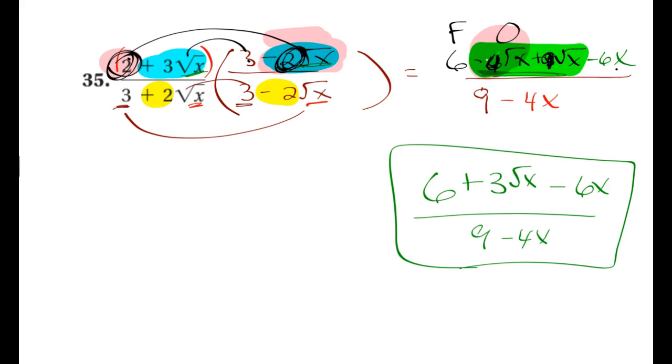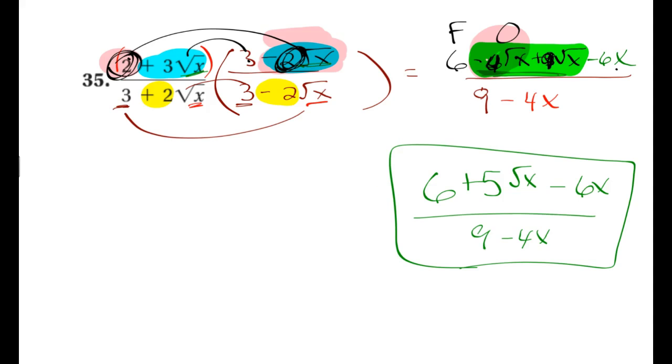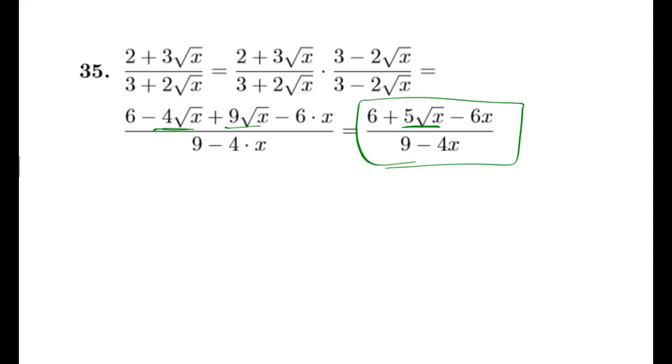And negative 4 and 9 is going to change this to a 5. So 6 plus 5 square roots of x looks a little bit better. Minus 6 square roots of x all over 9 minus 4. Good. Here's how the author worked it out. You might want to look at his work, but he has the same thing. First, outer, inner, and last.